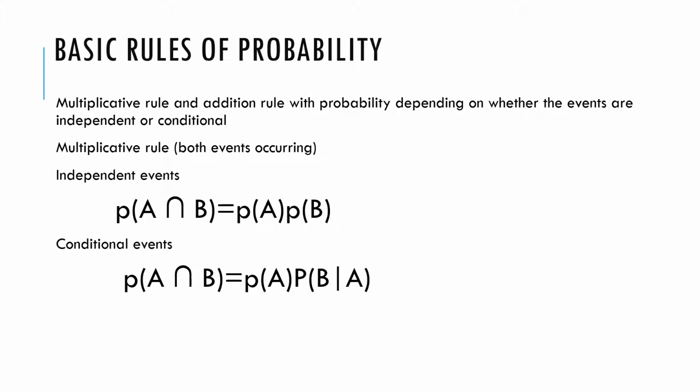Two basic rules of probability are the multiplicative rule and the addition rule. However, the outcome depends on whether the events are independent or conditional, where the occurrence of one event affects the other event.